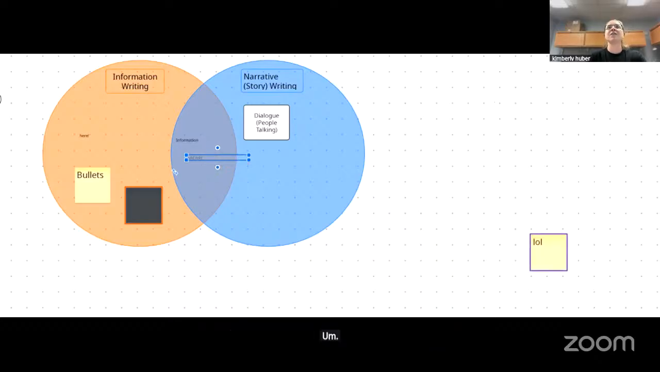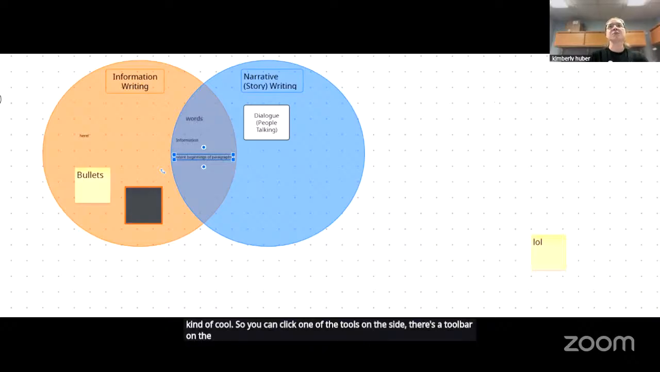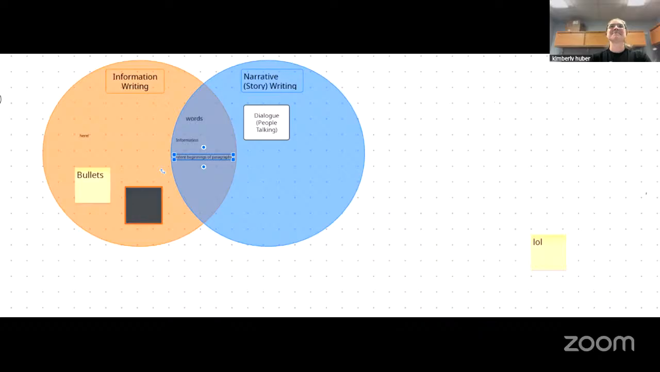Alia, you can just write on your screen. Kind of cool. So you can click one of the tools on the side. There's a toolbar on the left side. Click on the tool you want and then put it on there. Yeah, it's kind of cool, right? How would you know if you hadn't done this before?